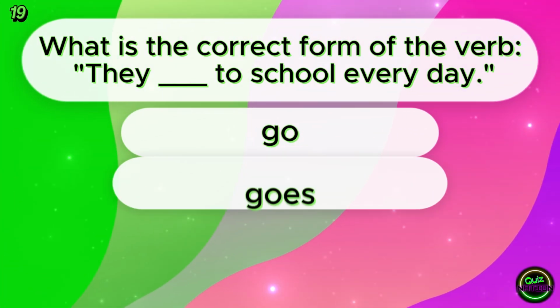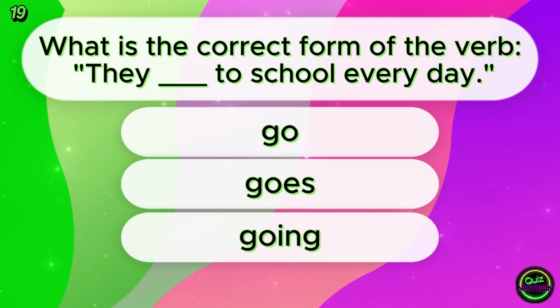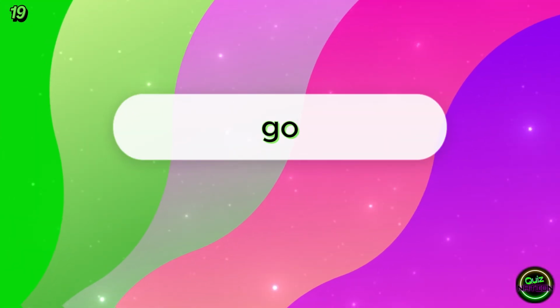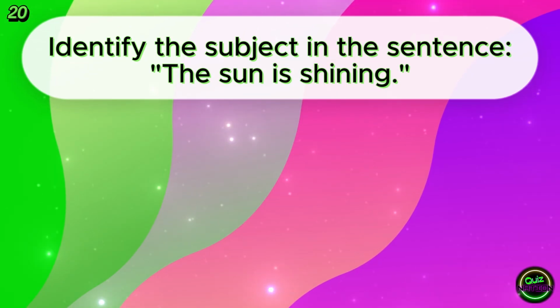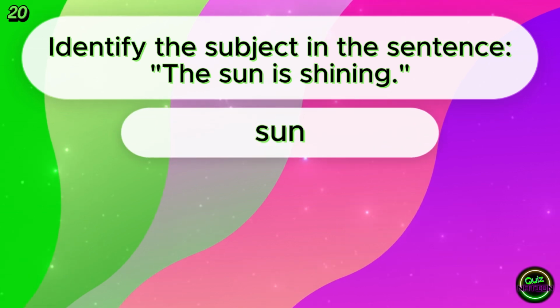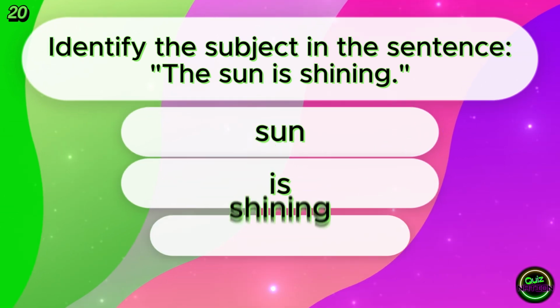Go, goes, going. Go. They go to school every day. Identify the subject in the sentence. The sun is shining. Sun is shining. Sun.